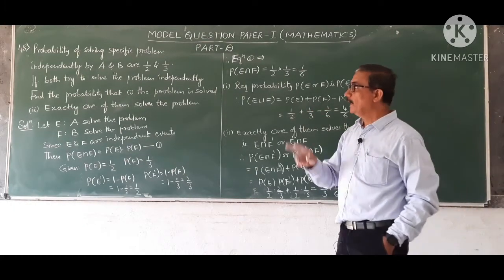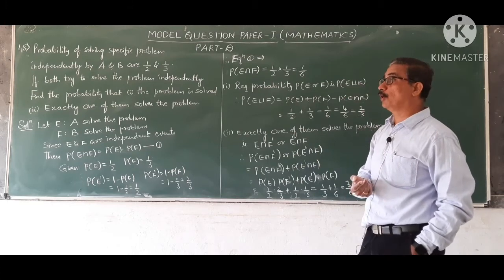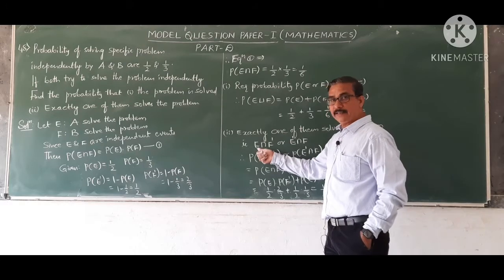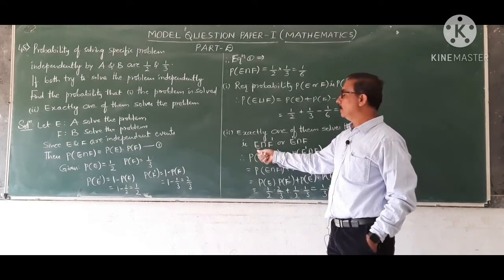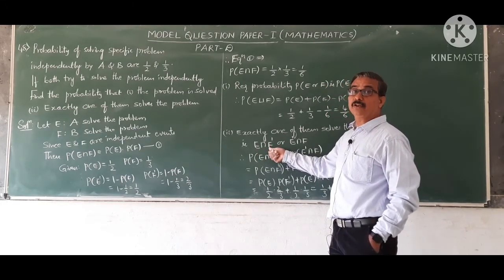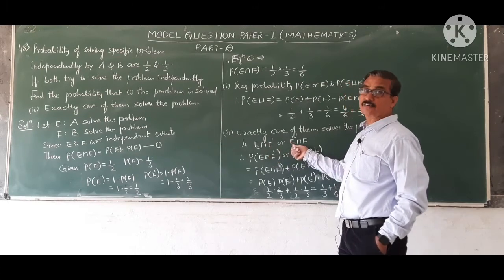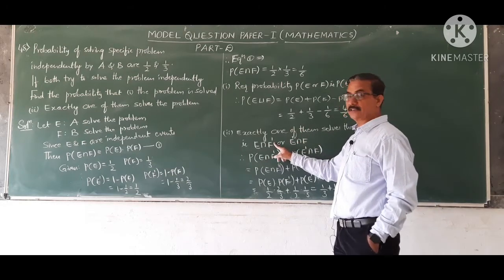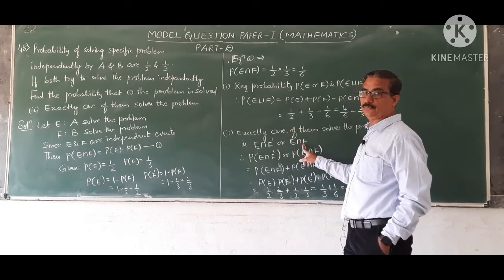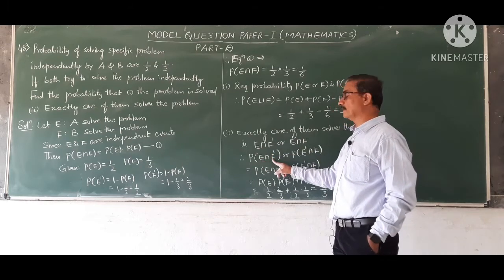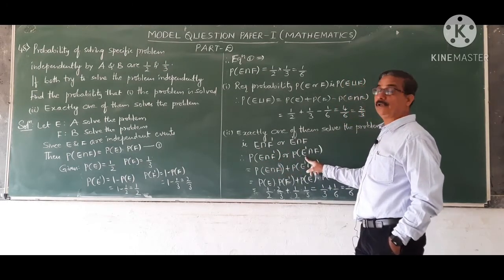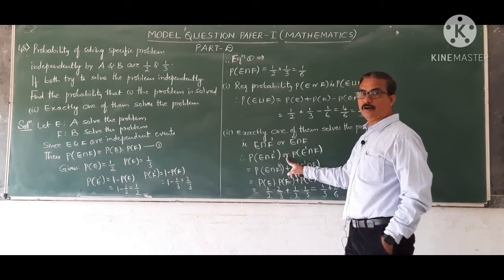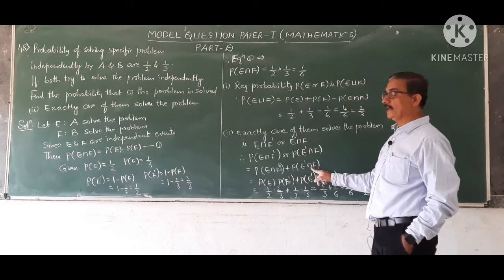Whereas the second one, exactly one of them solves the problem. That means either E solved, that is A solved, and B not solved, or A not solved and B solved. Two cases. So E intersection F dash or E dash intersection F. Now to find the probability of E intersection F dash or E dash intersection F, that is P of E intersection F dash plus P of E dash intersection F.